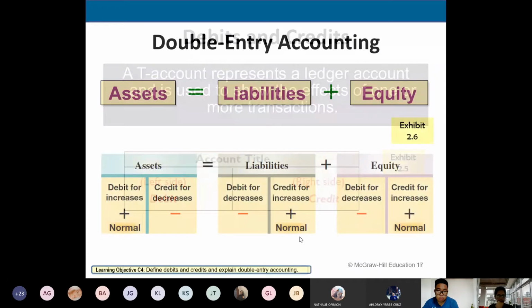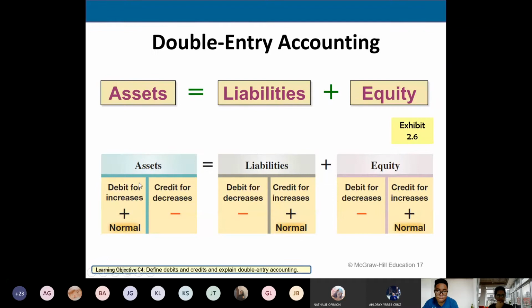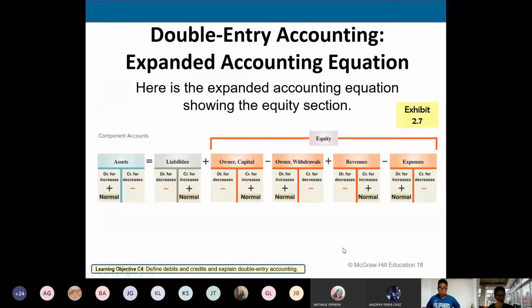So, for assets, we have a normal side of debit, tama? For liabilities, normal niya is credit as well as for equity. Okay? Tama? Tama ba? Next would be yan. Okay?